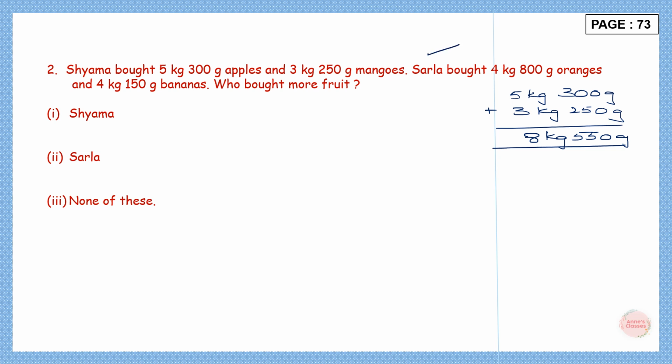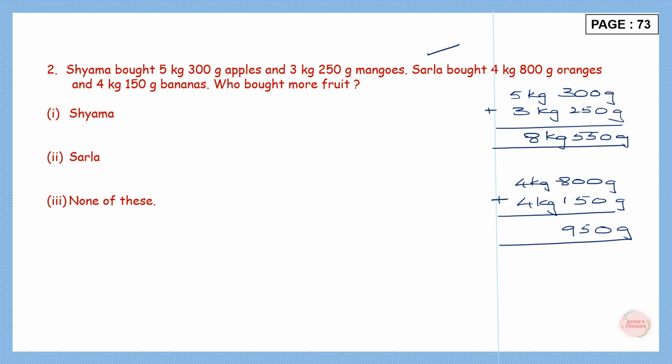Now let's go to Sarla and see what she bought. She bought 4 kg, 800 grams of oranges and she also bought 4 kg, 150 grams of banana. Now let's add this up and see how much this is. So we have 0, 5, 8 plus 1 is 9 and here we have 4 plus 4 is 8 kg. So here what do we see? We see that Shyama bought 8 kg, 550 grams. Now whereas Sarla bought 8 kg, 950 grams.